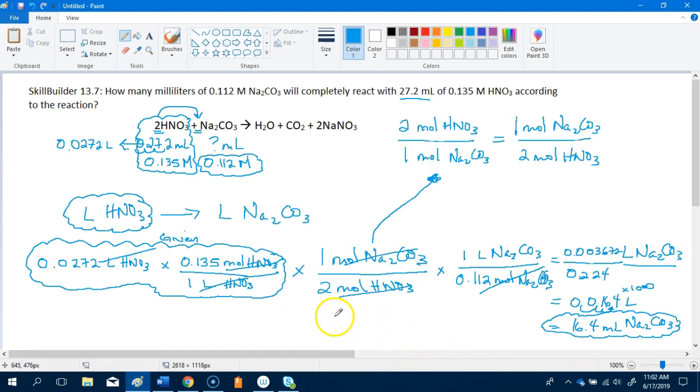So that's the answer to Skill Builder 13.7. It is quite a long dimensional analysis, but if you start out with what you're given, multiply by your molar ratio as shown in the reaction, and then by the concentration of what you're trying to find, you will end up getting your answer.